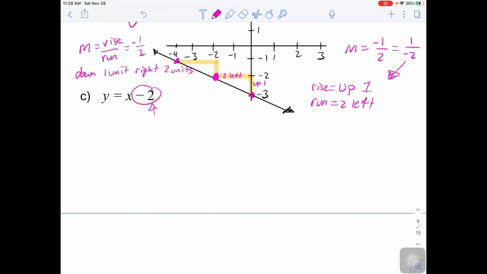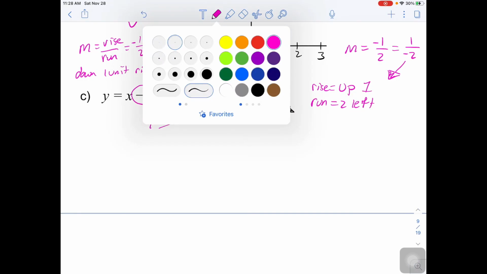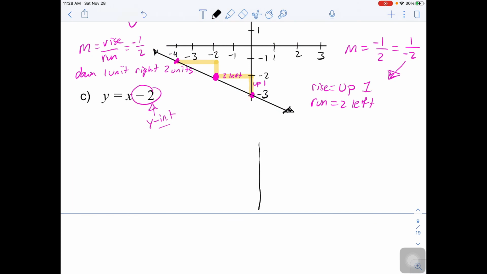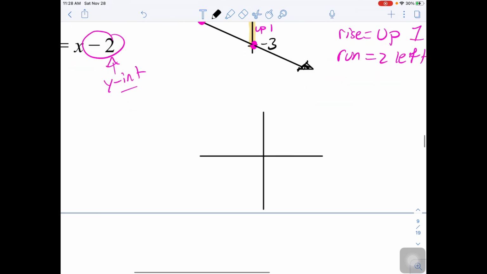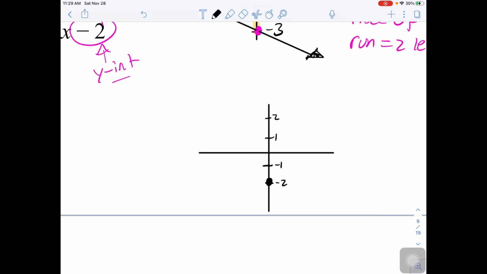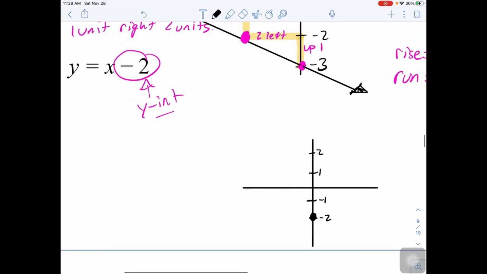So recognize immediately your y-intercept is super useful. So there's my y-intercept. So I'm going to start off my graph here. And I'm at -2, so this will be -1. This will be -2, 1, 2. Okay, so there's my y-intercept, done.